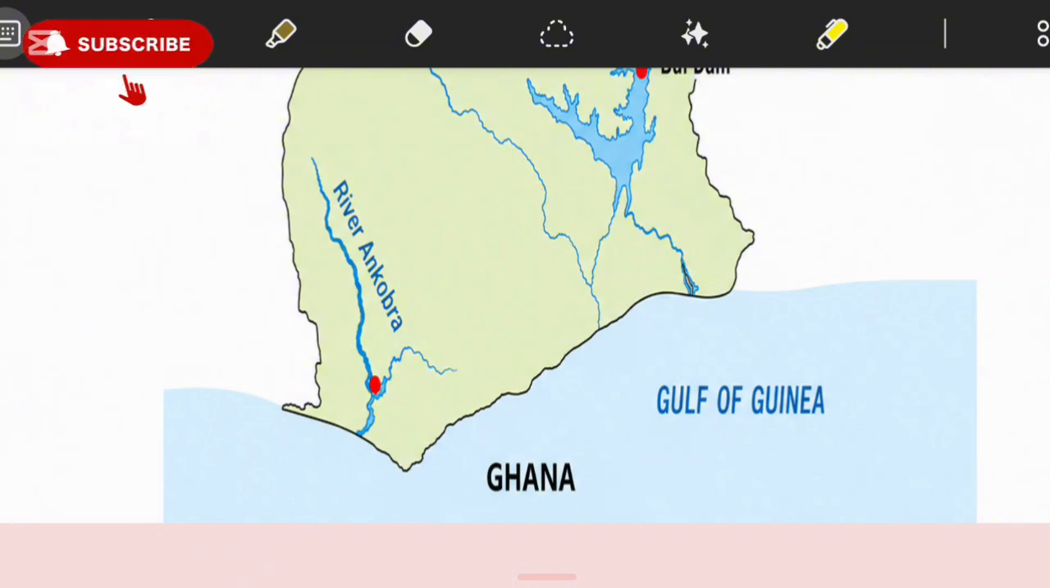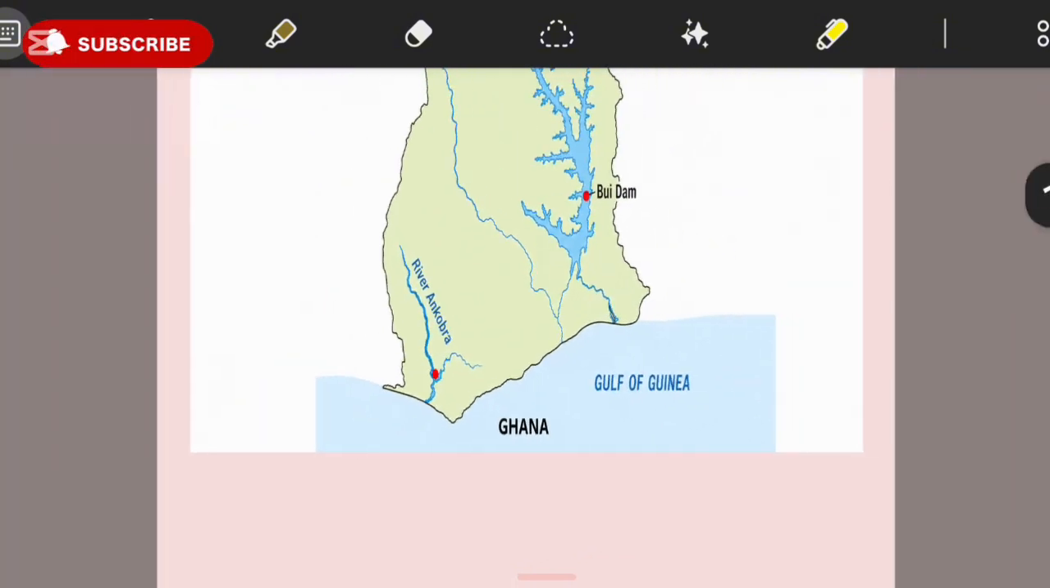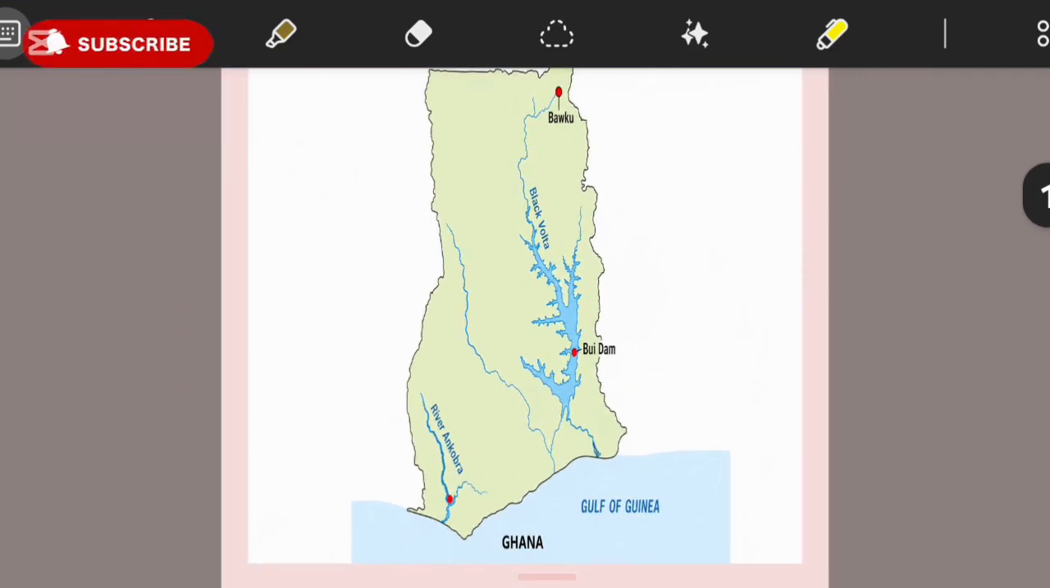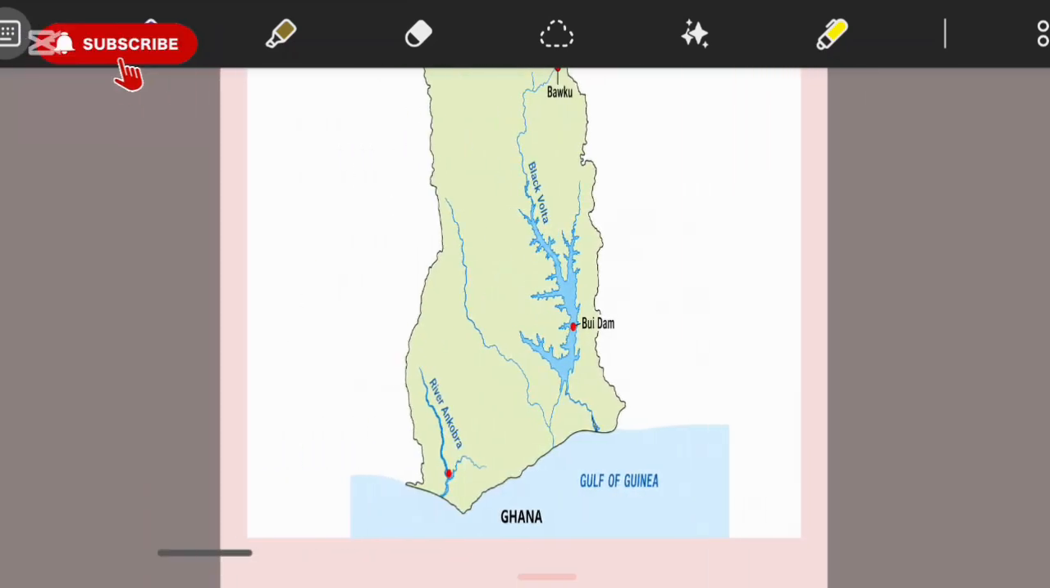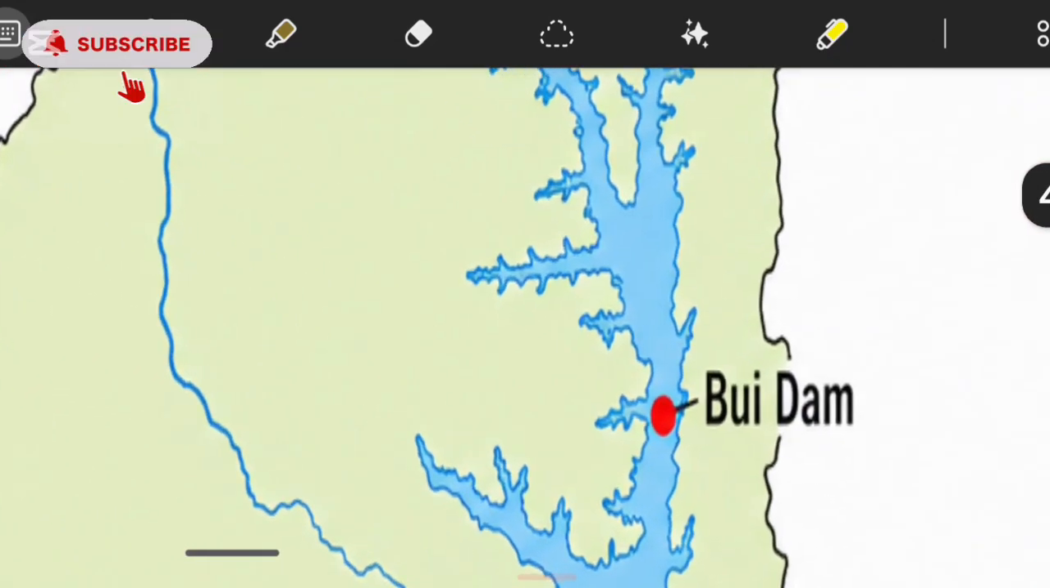So after drawing your map, you just make sure you know where the river is. It's in the western region, southwestern part of Ghana. So you find a place over there and make your insertion. Very simple. The Bui Dam is located on the Black Volta, on the border between the Savannah and the Bono regions. That is where we can locate the Bui Dam on the Black Volta. So you see it over there. You made an insertion, a very nice one. That is the Bui Dam.